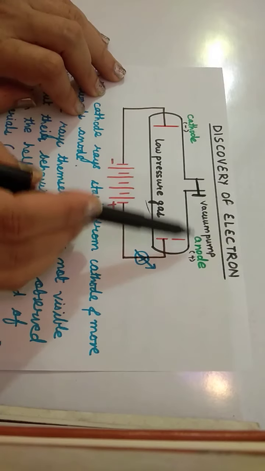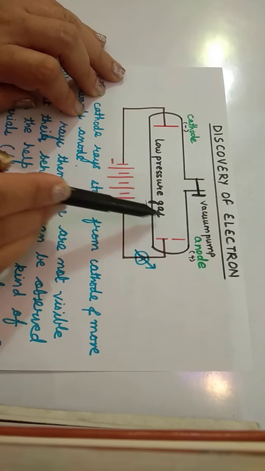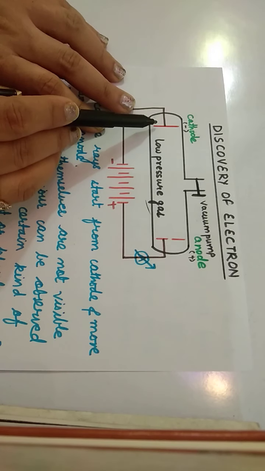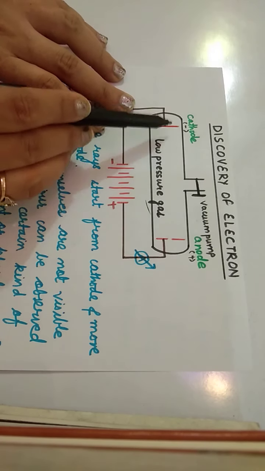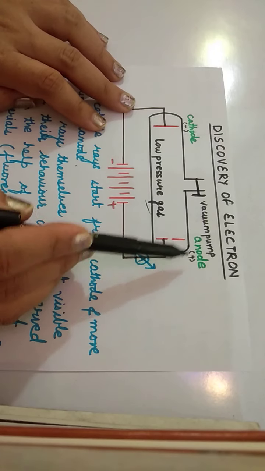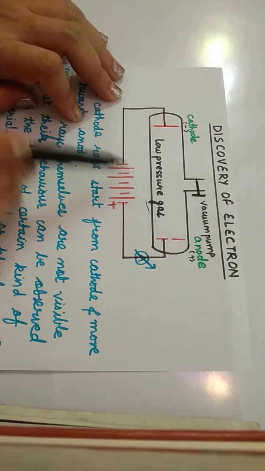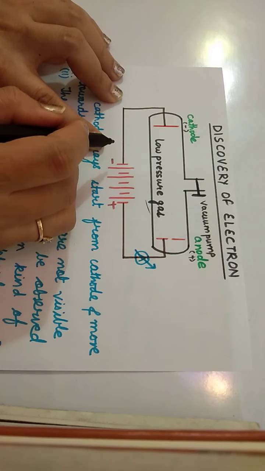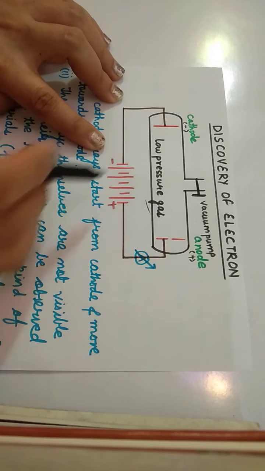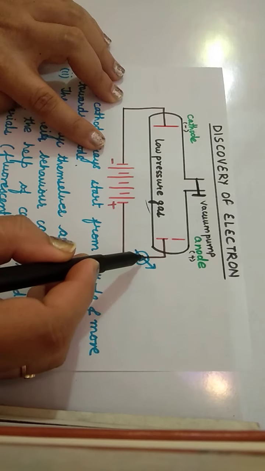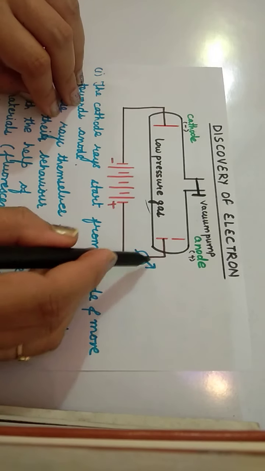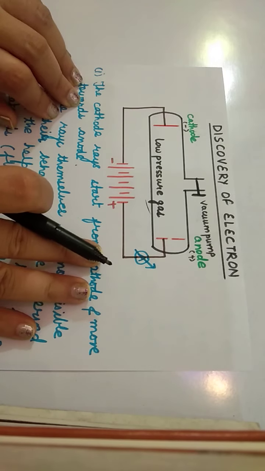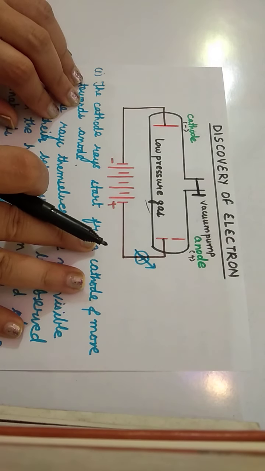I'll repeat it again. A discharge tube having low pressure gas inside it and two electrodes, cathode and anode, cathode negatively charged, anode positively charged. These are connected to a high voltage current, and the flow of electricity in this discharge tube is detected with the help of an ammeter. So this was the setup.